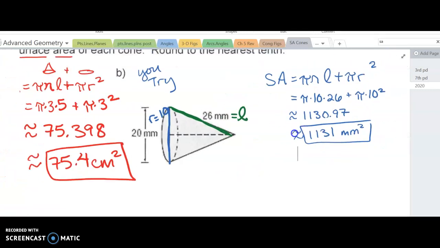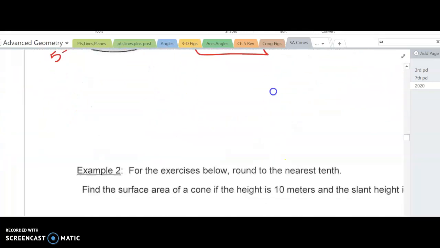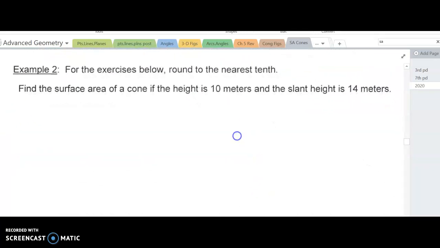All right, so now we practice that with actual cones. Let's look at a word problem. For the exercises below, round to the nearest tenth. Find the surface area of a cone if the height is 10 meters and the slant height is 14. So I like to draw my picture. So there's my cone. The regular height is 10, so that would be going up the middle. And slant height is 14. And we're supposed to find the surface area.